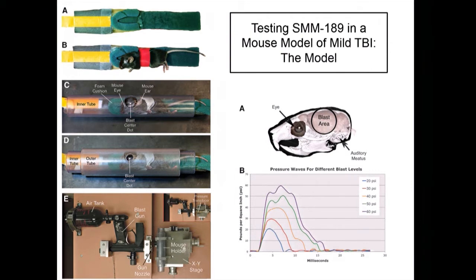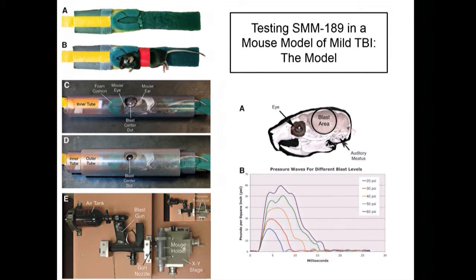This is the blast area. It encompasses the entire forebrain of the mouse. You can see the forebrain behind there in silhouette if you know any mouse brain anatomy. And this is the family of blast levels that we use. This is the peak for different blasts that we use and the duration of each of those peak blast pressures.